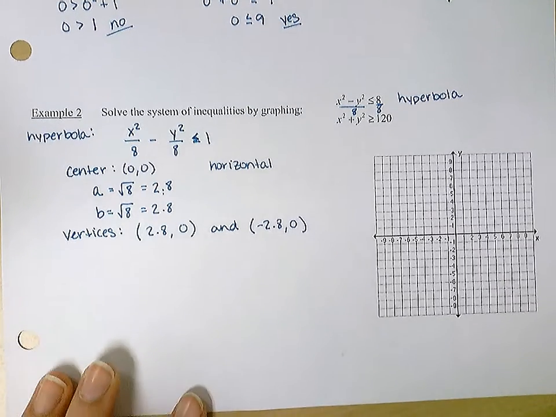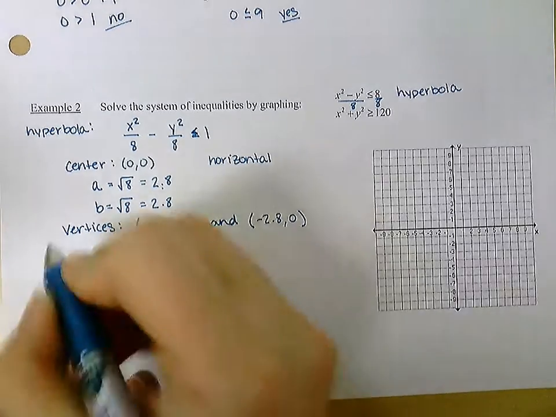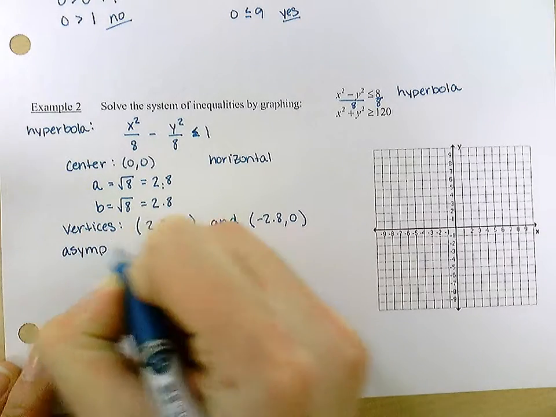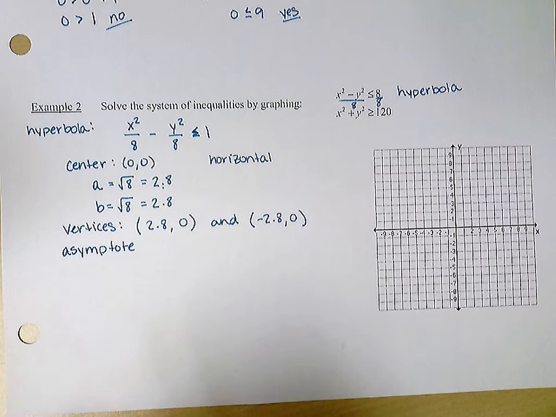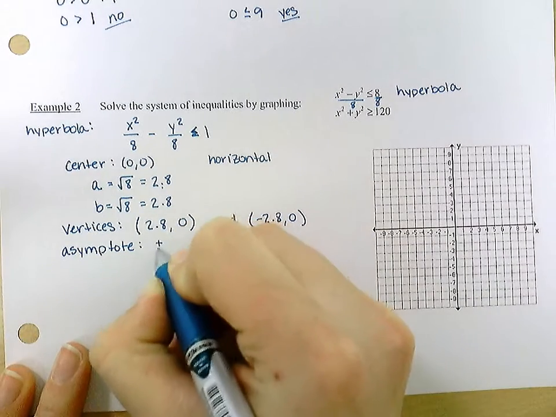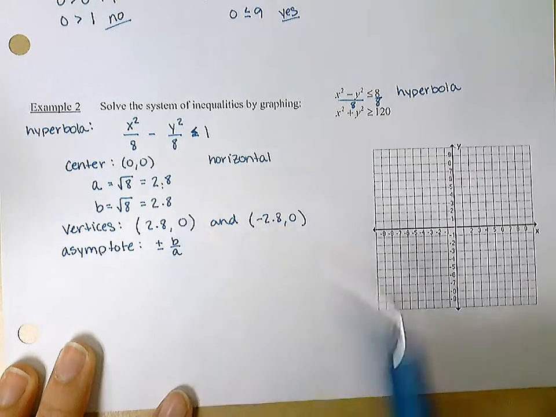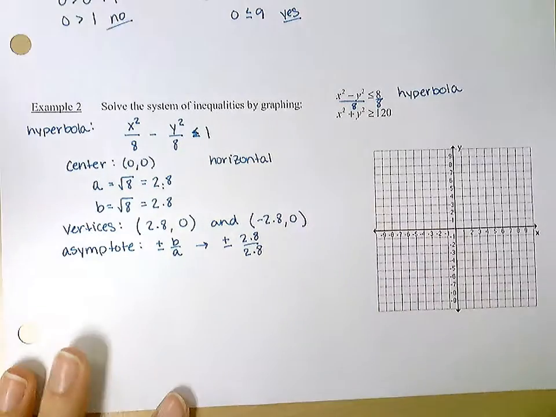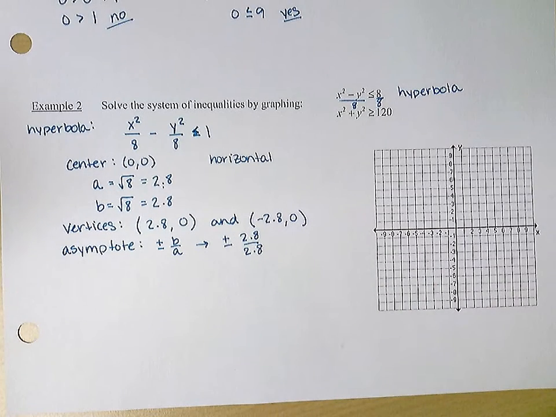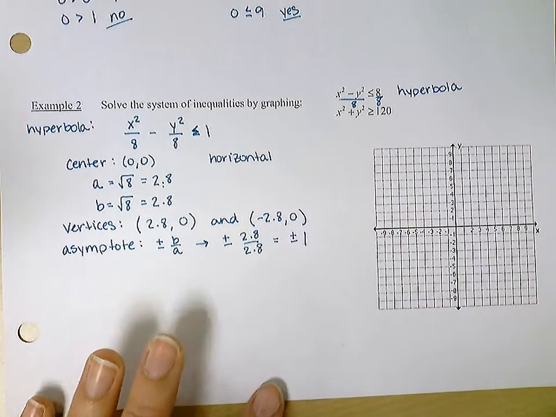Okay, I don't need the covertices to graph it. So the last thing I need to graph a hyperbola is the asymptotes. Okay, the asymptote for a horizontal hyperbola is plus or minus b over a. Okay, so our a and b value are both 2.8. So we have plus or minus 2.8 over 2.8. And if I have a number over itself, that's just 1. Okay, so it is just plus or minus 1 for that slope.